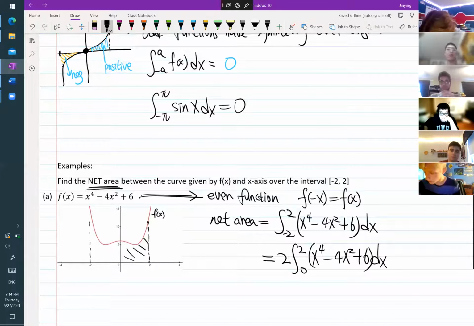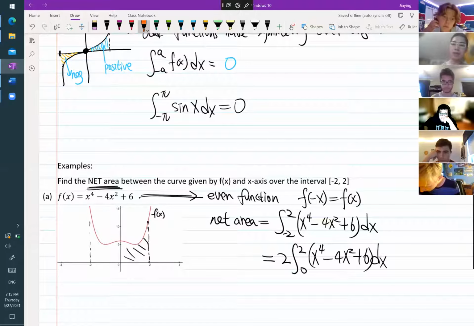Now you might wonder, why do we do this? What's the benefit of integrating from 0 to 2 versus from negative 2 to 2? Well, the benefit is that a lot of times if you plug in 0, you get 0. Not always, but sometimes. When you have an x to the 4th or x to the 5th, when you put 0 there, you can get 0 sometimes. So that will save some time. So that's sort of the benefit of doing this.